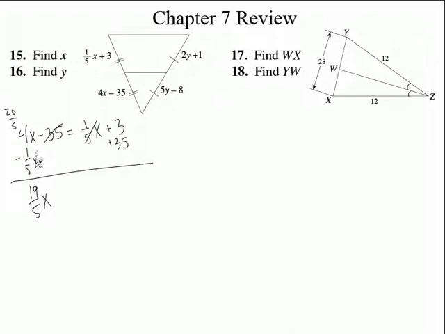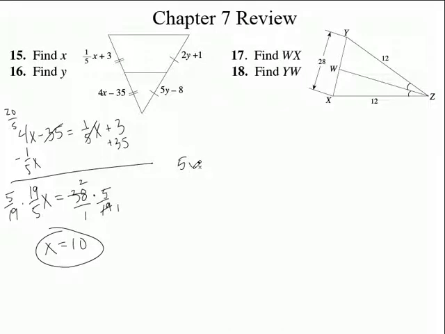That's the way I like to do it, as a fraction. Equals, this is 38. Multiply both sides by 5 over 19. Multiply by the reciprocal, 5 over 19. Alright, look at this. That goes once, that goes twice. X is 10. So that's x. Let's do the same thing for y.